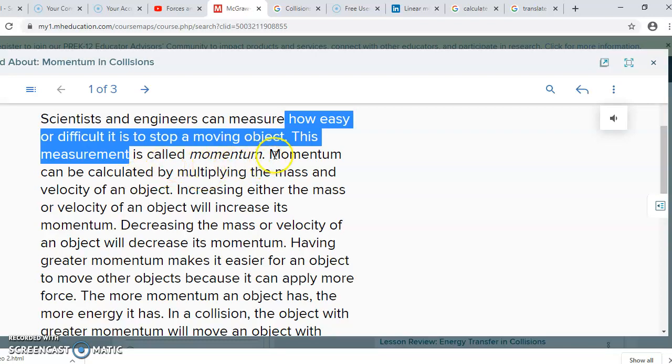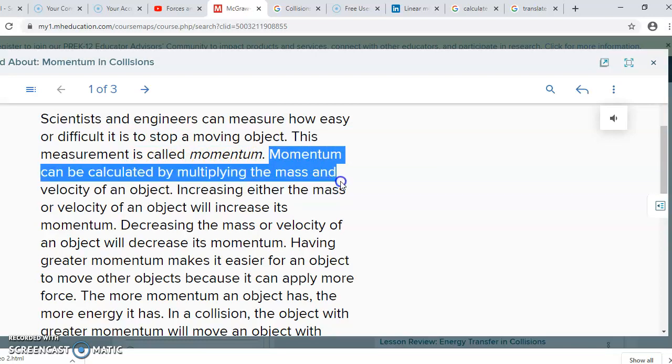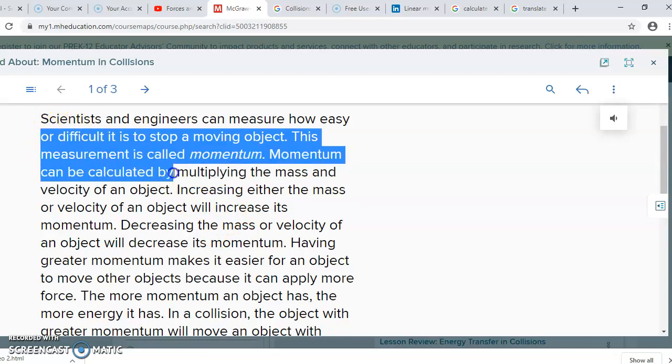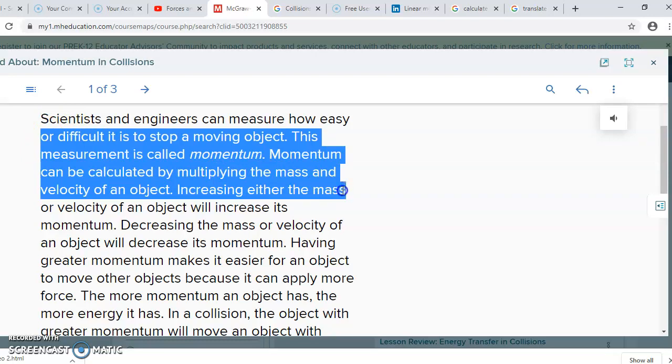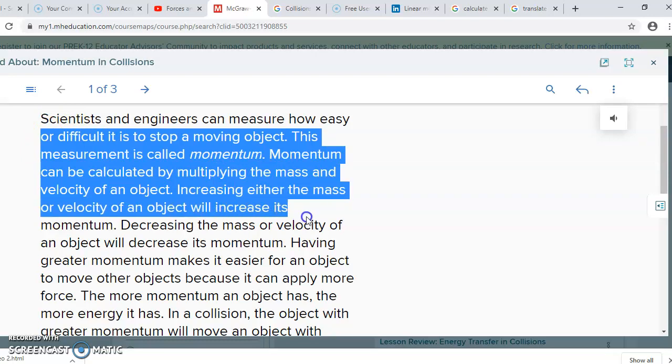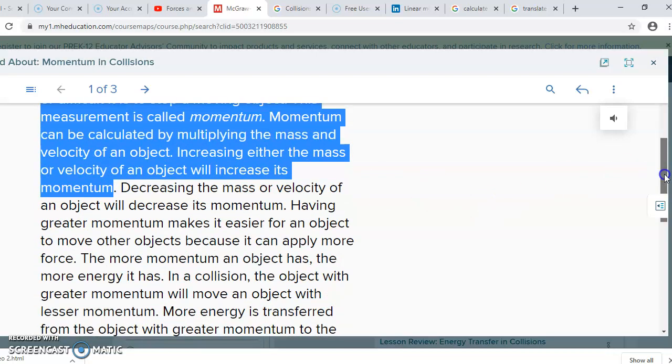Here, continue. Momentum can be calculated by multiplying the mass and velocity of an object. So if we increase the mass and the speed, momentum is increased. If we decrease the mass and velocity, we decrease the momentum. That means we need less force to stop a moving object. So please highlight these two important lines: the definition of momentum and how we calculate it. It depends on what? The relationship if we increase speed and velocity.